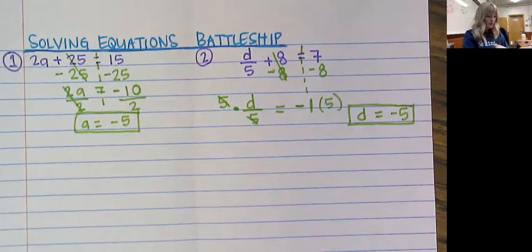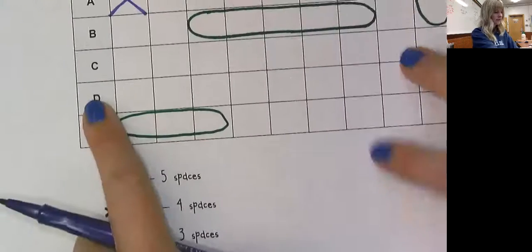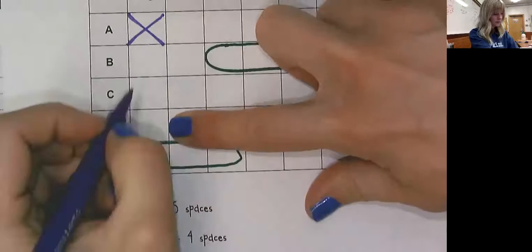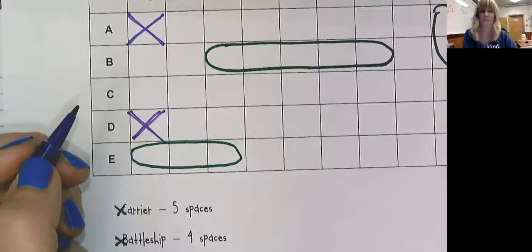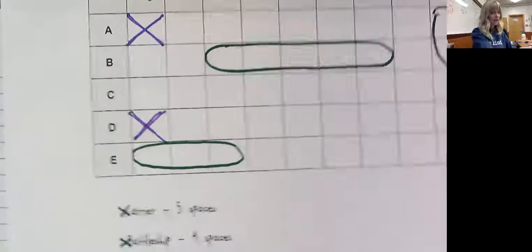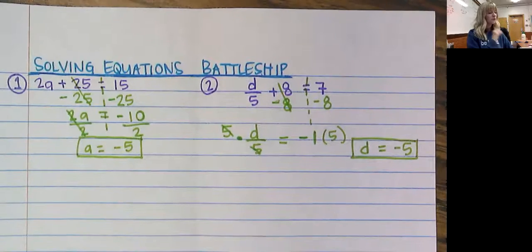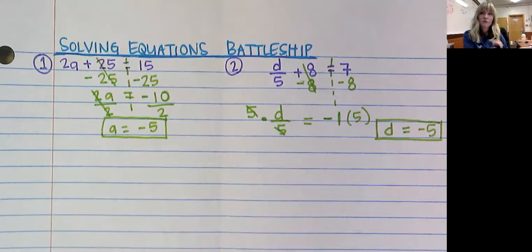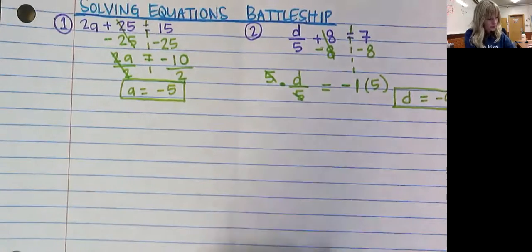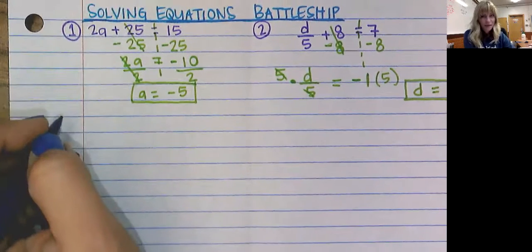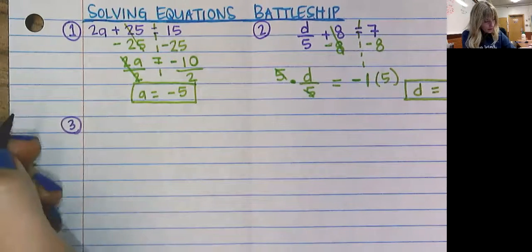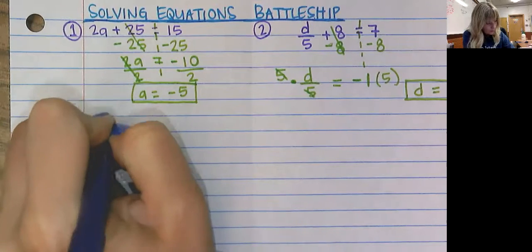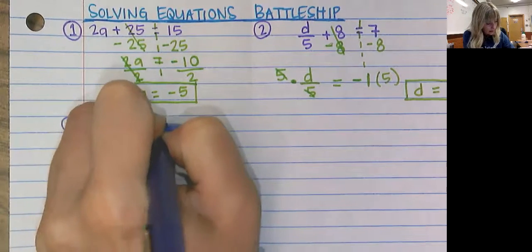D equals -5. So where did I just drop a bomb? I just dropped a bomb at D, -5. Did I hit your ship or did I miss them all? Okay, let's keep going. I'm going to do 8 of these with you, and then I'm going to explain what you need to do after that. Because certainly, if I only drop 8 bombs, that is not enough. I'm not going to sink anybody's ships with that. So here I go, number 3. Number 3 says -b plus 13 equals 18.